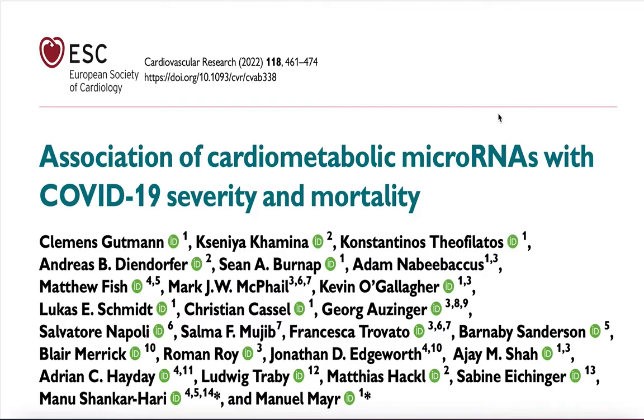Now let's have a look at the miND report. The data that were used to generate this report were part of a study published in Cardiovascular Research by Gutman et al., with the title Association of Cardiometabolic MicroRNAs with COVID-19 Severity and Mortality.